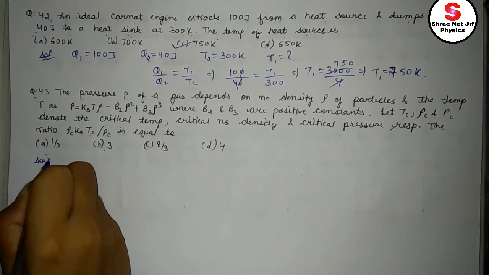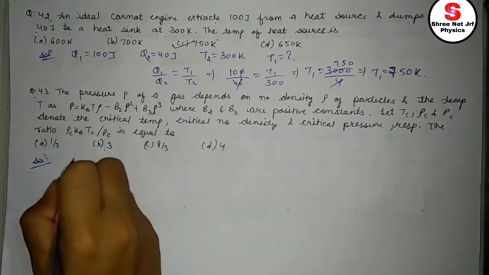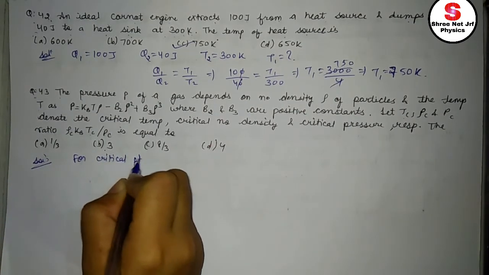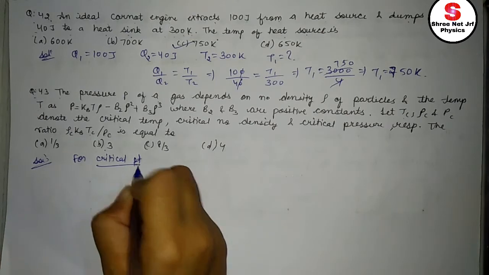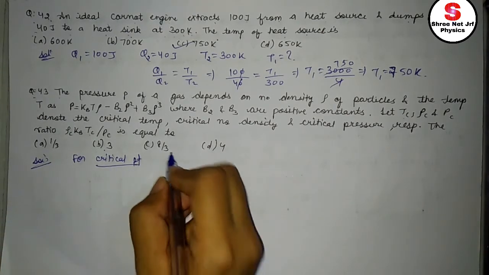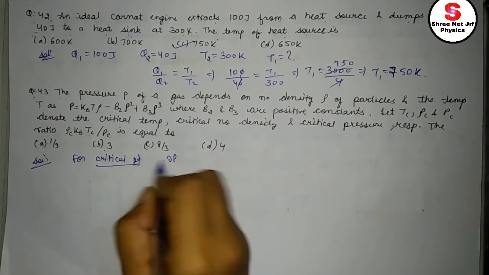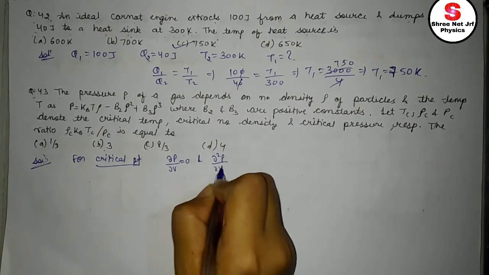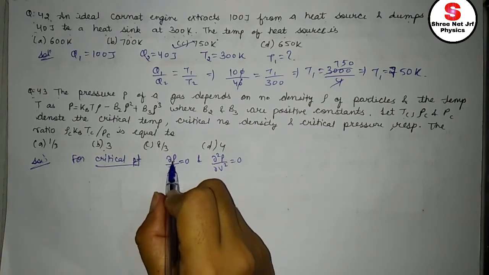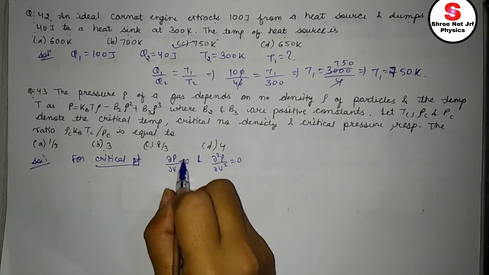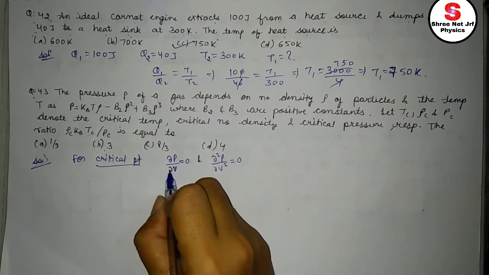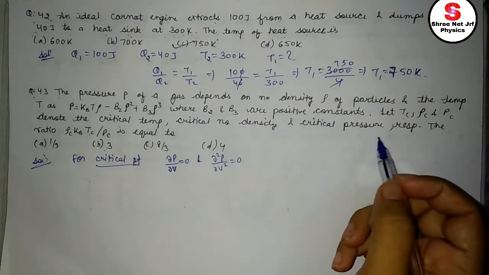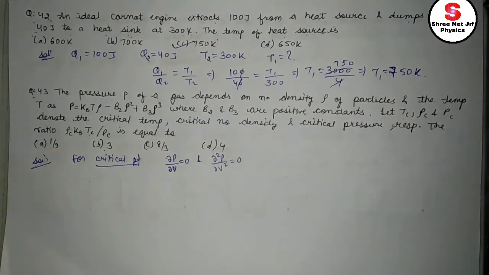First of all, for the critical point, we have done this type of questions earlier also, so I hope now you will remember this. For the critical point, we find it by using del P by del V equals 0 and del 2P by del V square equals 0. That means the first and second order derivatives of pressure with respect to volume are 0. By using this, we can calculate the critical parameters, that means critical pressure, critical temperature, critical volume, etc.